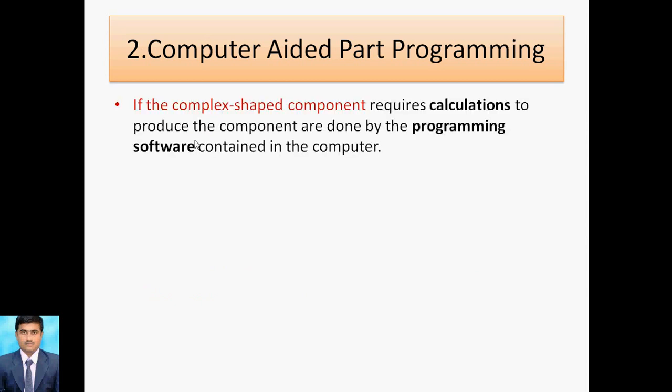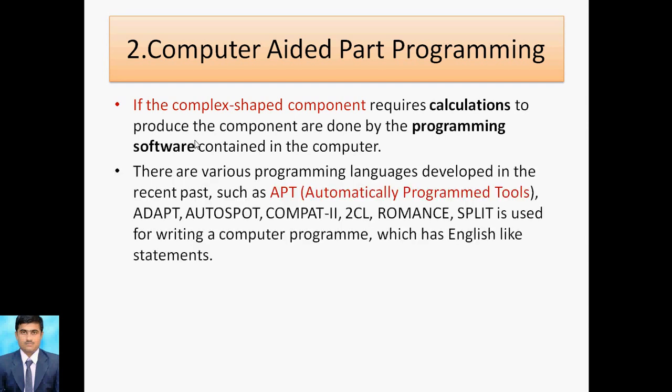In that case, the complex shape can be easily produced with the help of programming software. Nowadays the programming software available to us is Delcam, then Fusion CAM. According to our usage or availability, we can select one, and for complex shape geometry, where a continuous toolpath is there, you can use this type of machine.